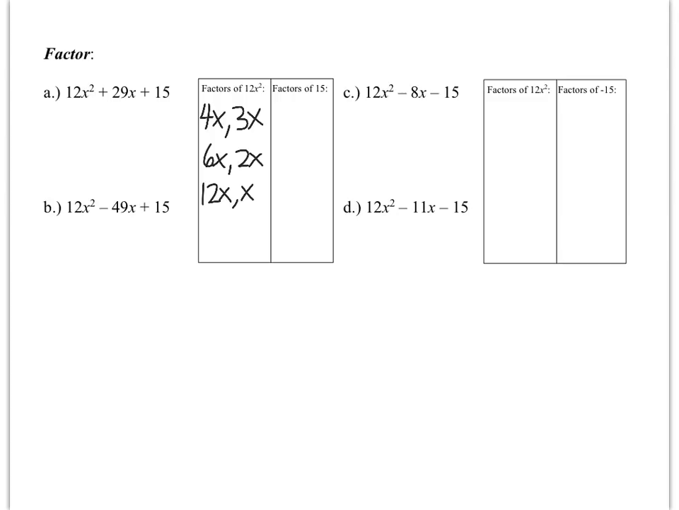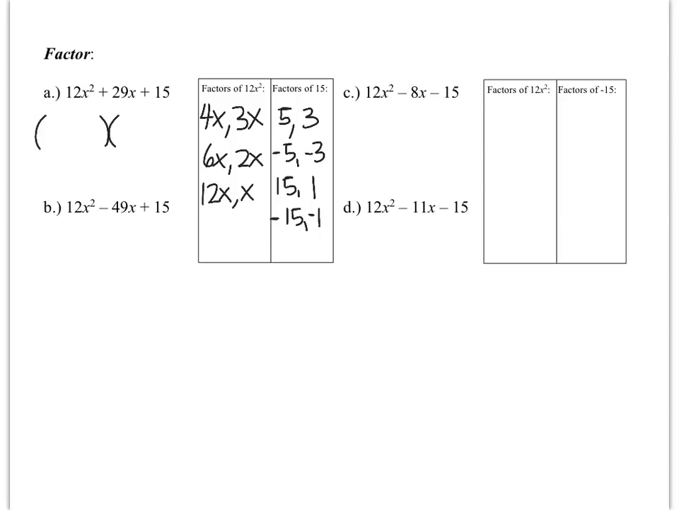So factors of 15, I could start with 5 and 3. Then there's negative 5 and negative 3. And then 15 and 1. Or negative 15 and negative 1, okay? So those are my choices. So now I'm going to start first by just looking at A, and I'm going to draw 2 sets of parentheses. So I'm going to start here.